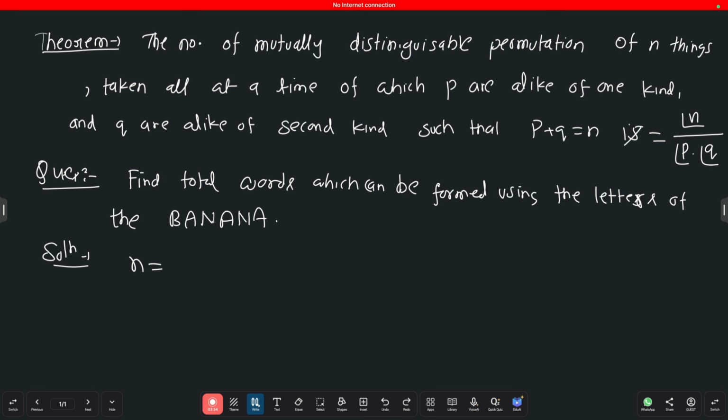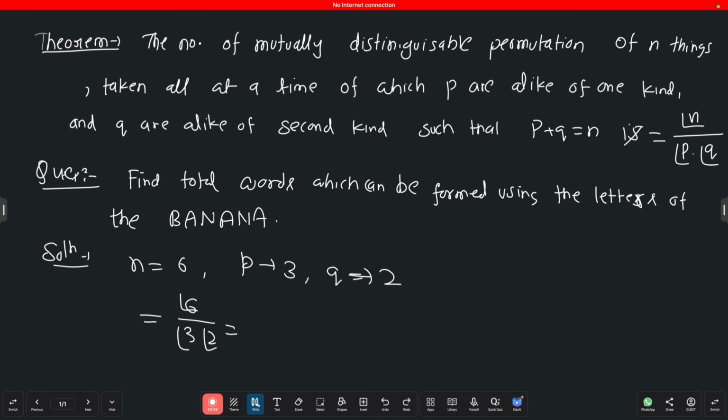So, solution. What is n here? Count the letters: 6. And A repeats how many times? 3 times, so P value is 3. And what is Q? N repeats 2 times. And the remaining are different. So the total number of words is 6 factorial divided by 3 factorial and 2 factorial.